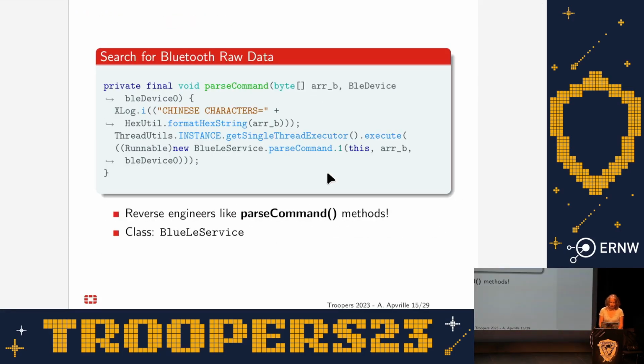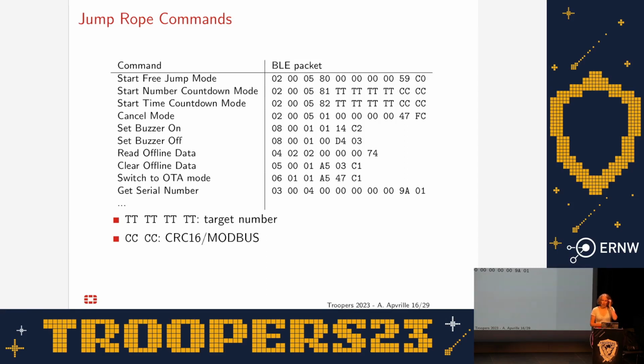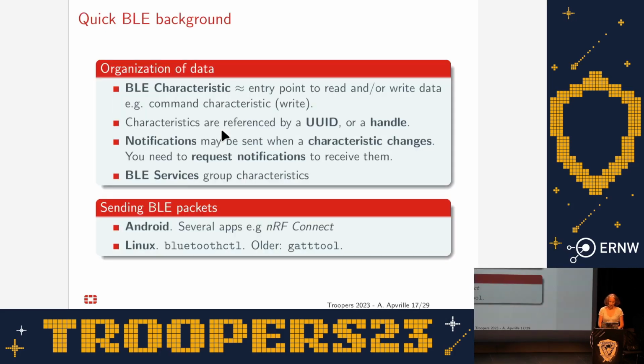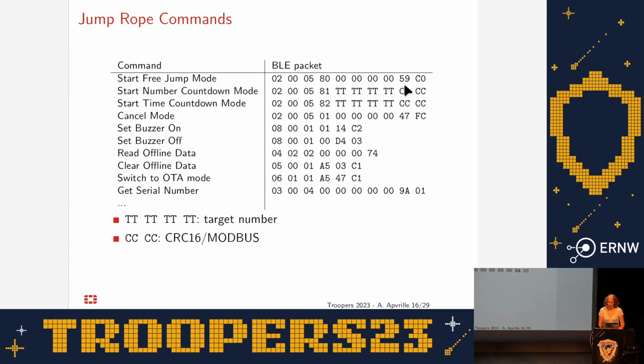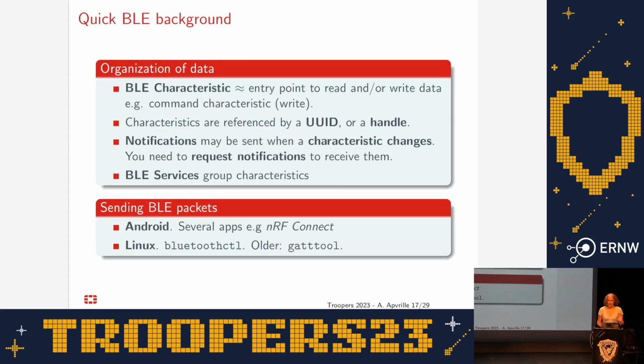I've explained all of that. So I did that for quite a lot of other packets, and I managed to recover the commands to send to the device to have it do what I wanted to do, like start a number countdown mode, or to set the buzzer on, set the buzzer off, and things like that. By the way, don't forget that at the end of each packet, you've got a checksum. That is the CC there. But a checksum is pretty easy to compute.